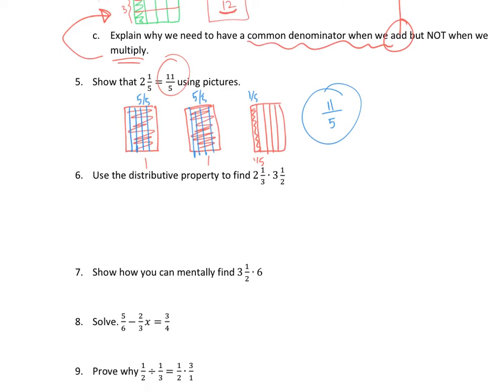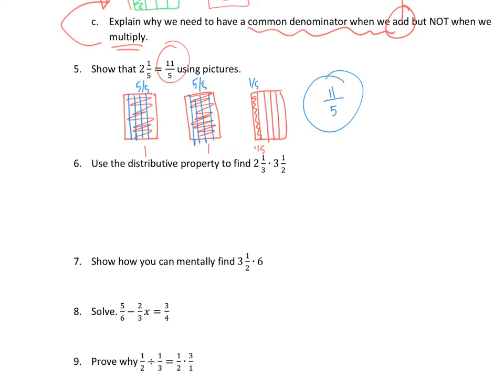To use the distributive property for number 6, we can rewrite 2 1/3 as 2 plus 1/3. And so we're multiplying that times 3 1/2, which is 3 wholes plus a half. So to distribute, we're going to do the wholes multiplied, so 2 times 3. But then we're also going to multiply 2 times the half. And then we're going to multiply 1/3 times the 3. And lastly, 1/3 times the 1/2.